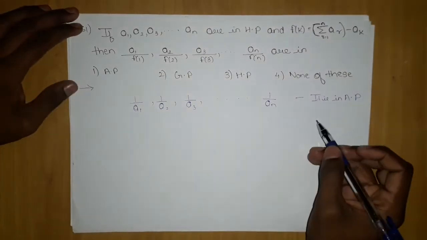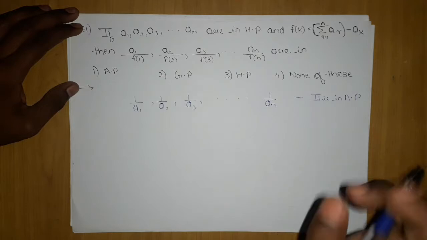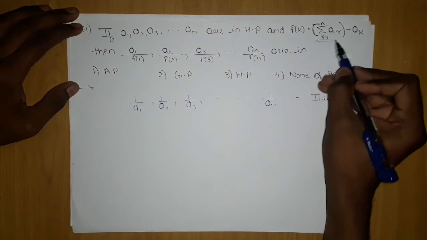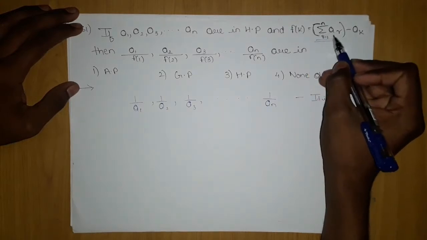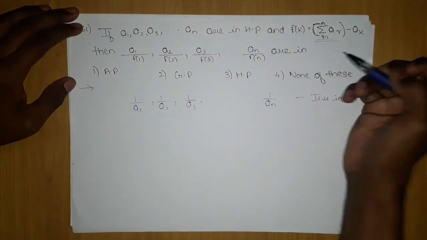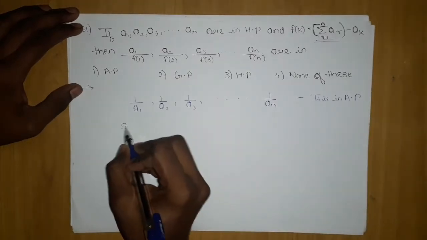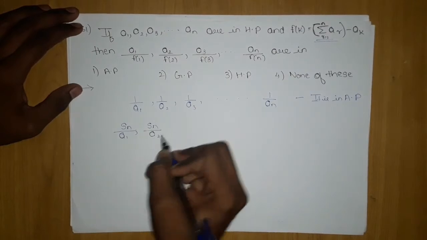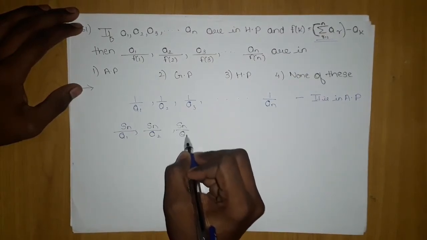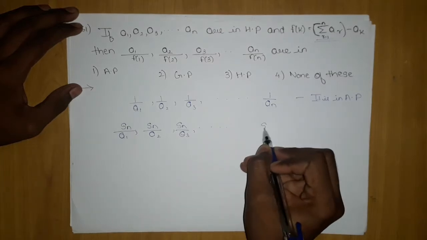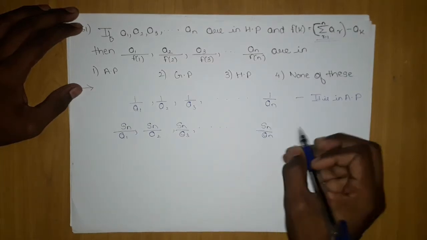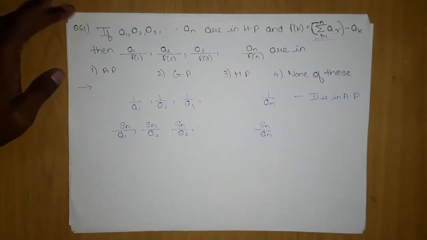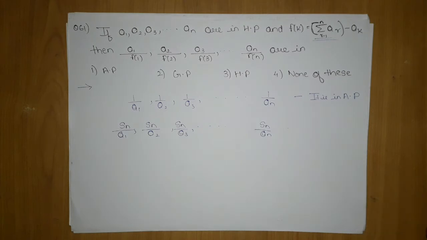I will multiply throughout by a constant, that is Sn. Now your question should be how I have Sn. If you observe, the function summation r equals 1 to n of ar is nothing but Sn, so I can multiply it. If I multiply, I get Sn upon a1, Sn upon a2, Sn upon a3, and so on, Sn upon an. Now this Sn can be split up into a1 plus a2 plus a3 and so on till an.